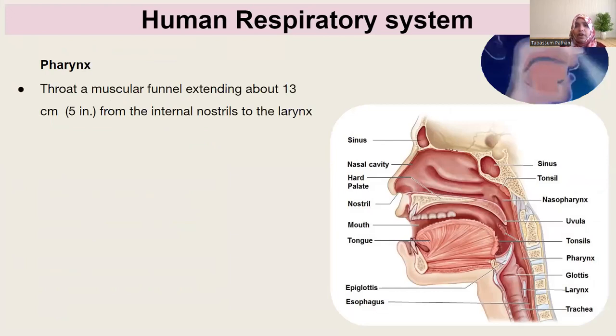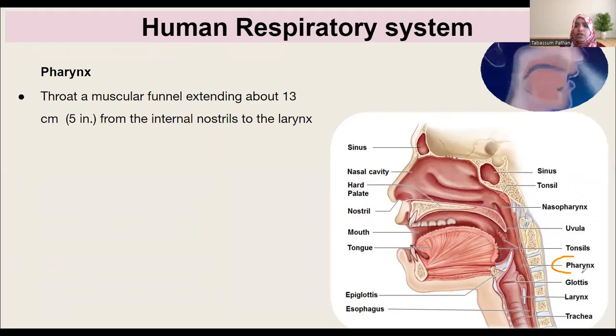Moving forward to the pharynx, now followed by the nose and nasal cavity, we come to the pharynx. Let us just highlight the pharynx part over here. This is the pharynx part. The pharynx is basically the food pipe. Whatever you eat is entering into the pharynx here. We just highlight it with the red.